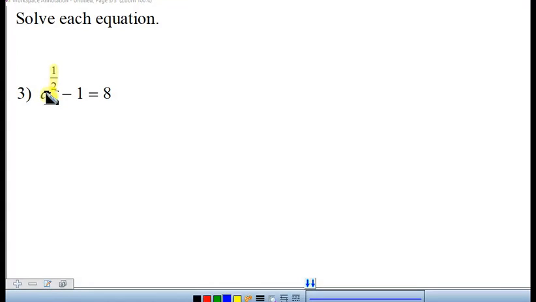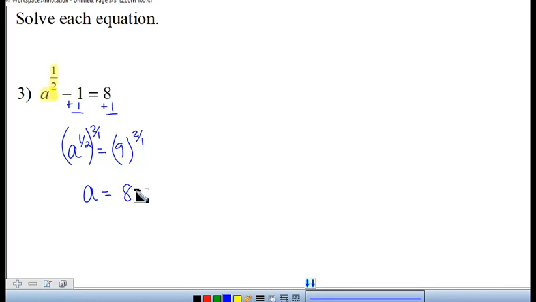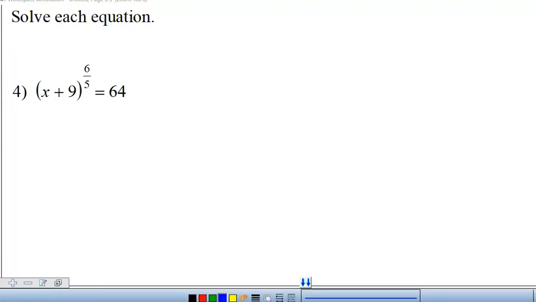And if I want to isolate that radical, get it all by itself, then I'm going to start by adding 1 to both sides. So I've got a to the 1/2 equal to 9. And then now I'm going to use the reciprocal exponent on both sides. So I get a equal to, and this is just 9 squared, which is 81. And once again, when I did that reciprocal, I did double check the denominator. It was an odd denominator, so I did not need a plus or minus sign, and this will be my final answer.